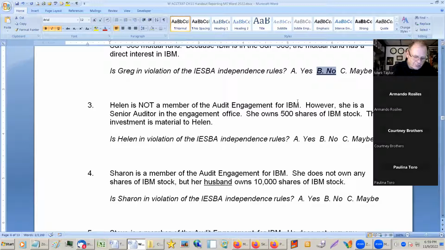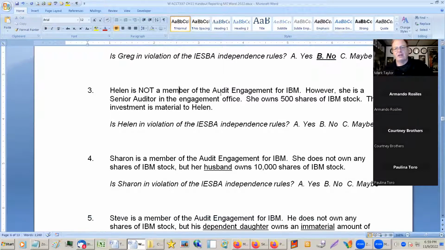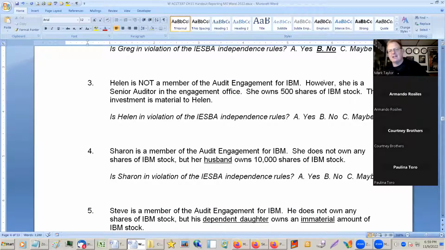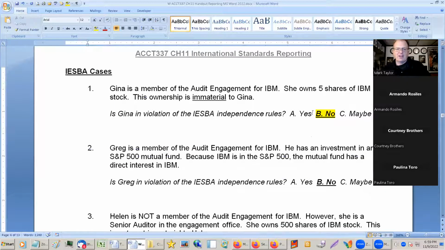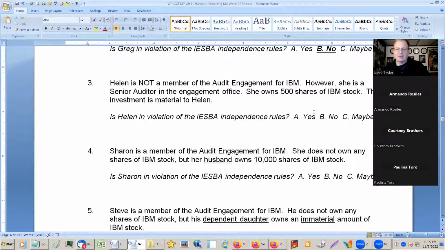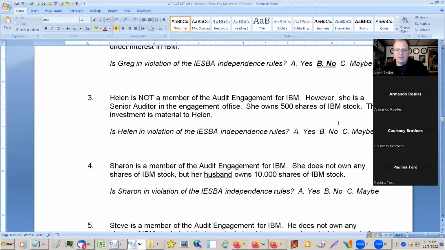And Helen, Helen's not on the engagement. Another thing about the international standards is it only applies to those who are on the engagement team. So, no, not a member of the engagement team. Helen can do whatever she wants.